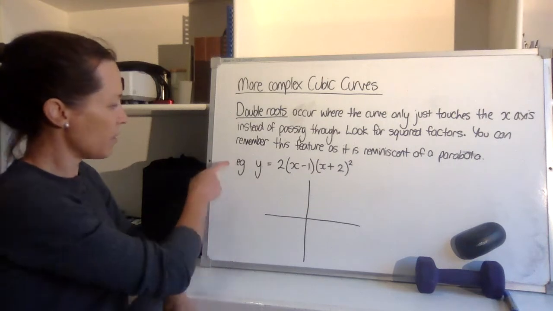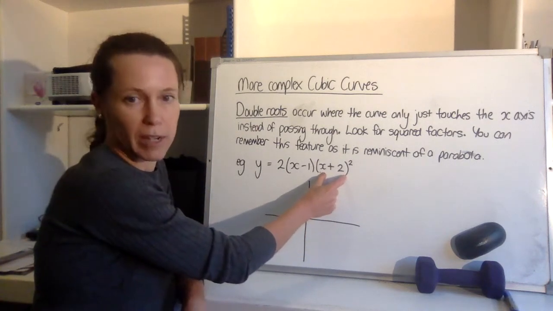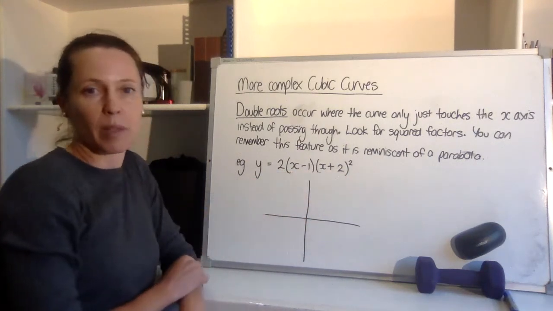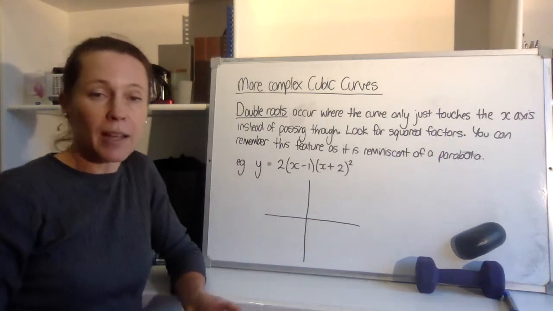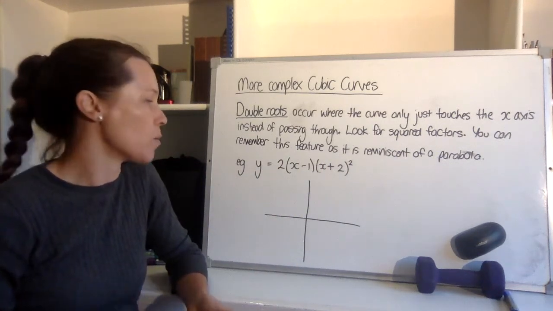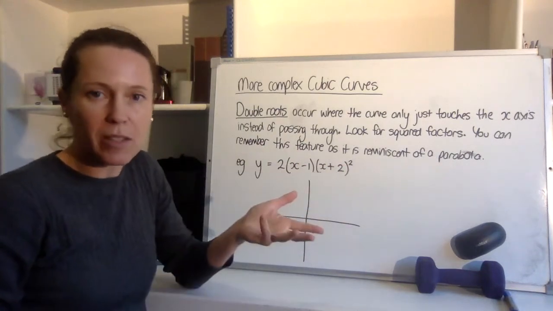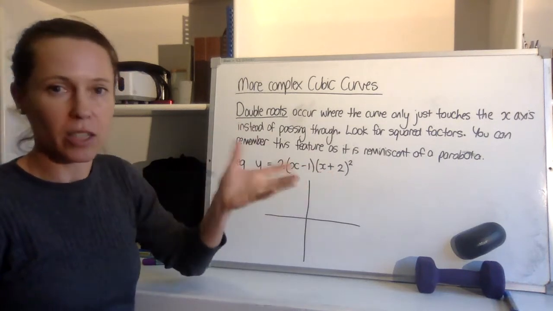We can see that if we look at this example, because if we were to expand this out, this section right here will give us x squared as the highest power of x, but then we've still got to multiply by another x. So our whole expansion would have the highest power of x being x cubed. But this section is a little bit special. It's not a parabola, but it's reminiscent of one, and that reminds me that when it gets to this point here, it's just going to touch.